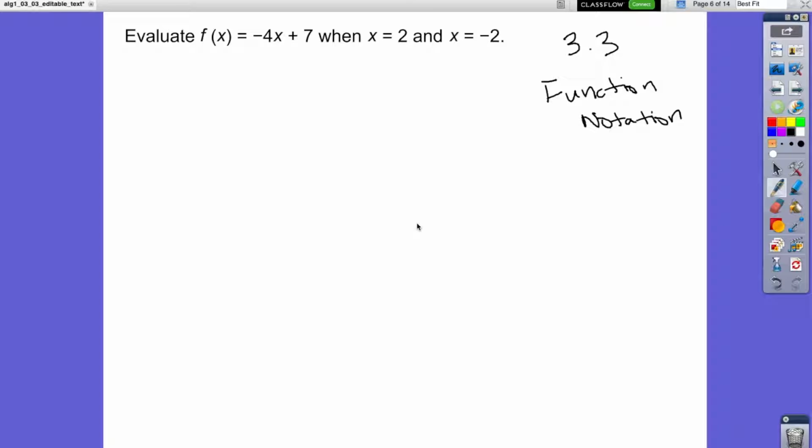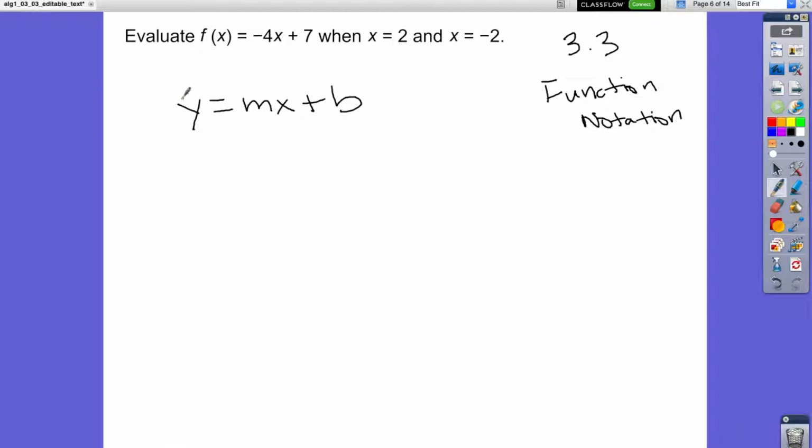Okay, we're starting section 3.3, function notation. So this is your very first introduction to it, and it's a lot easier than you think it is. I'm just going to do this example here. Well, actually, I'll write the original. You're all familiar with y equals mx plus b.